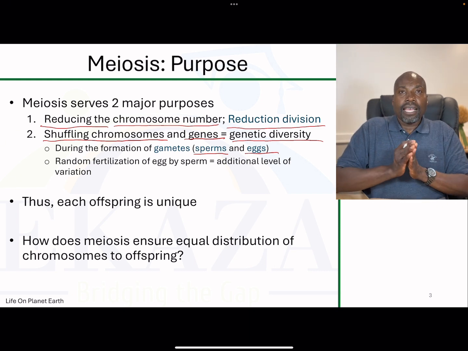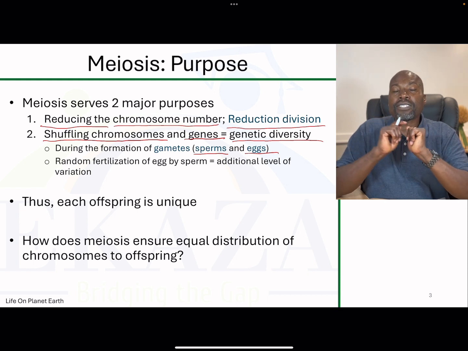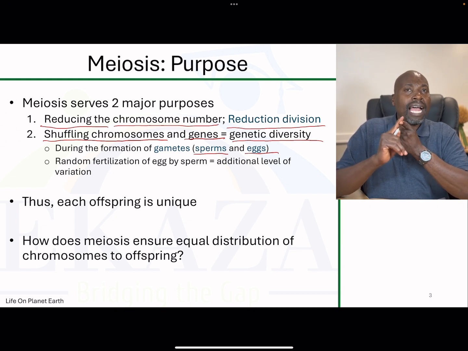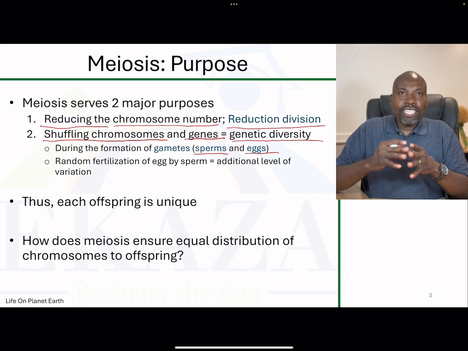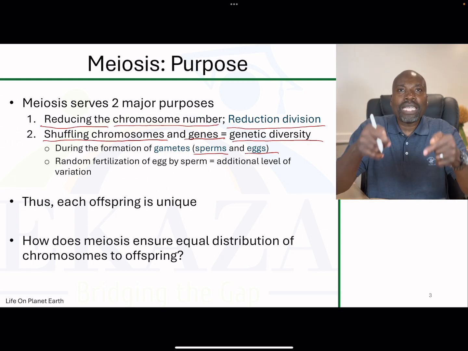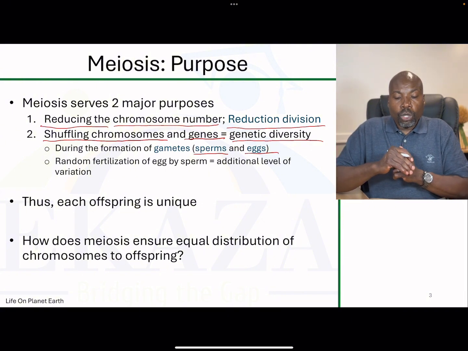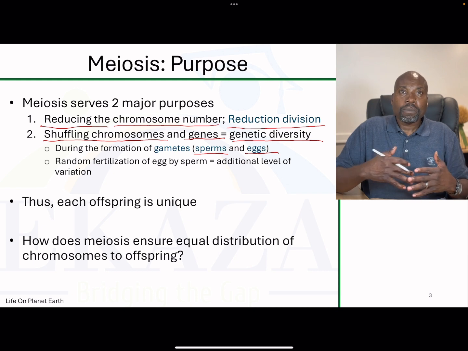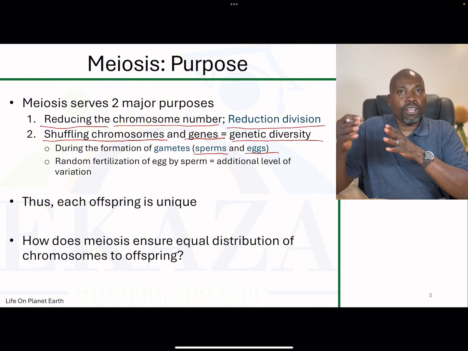And then once the eggs and sperm cells are produced, there is a need for fertilization. In that fertilization, there is no prediction whatsoever which sperm is going to fertilize an egg. That's one. Two, on the egg side, there is no prediction whatsoever which egg in the batch of all the eggs is going to be released each month once a lady reaches puberty. So there is a random fertilization of eggs by sperm, which adds another layer of possibility of diversity and variation.